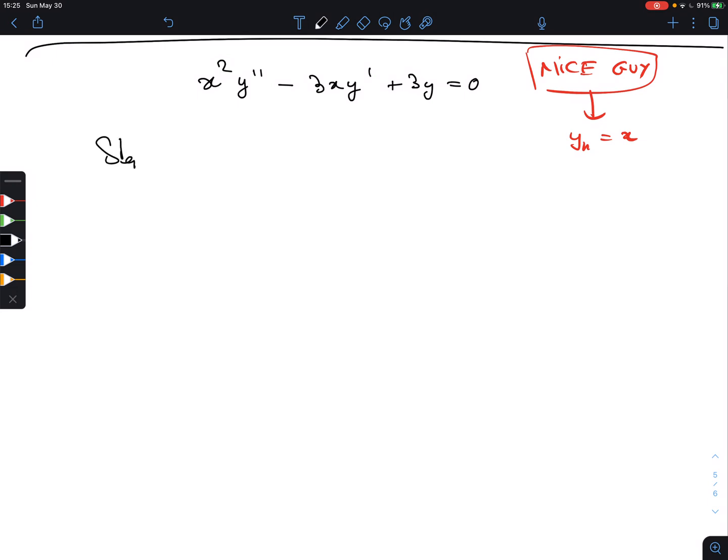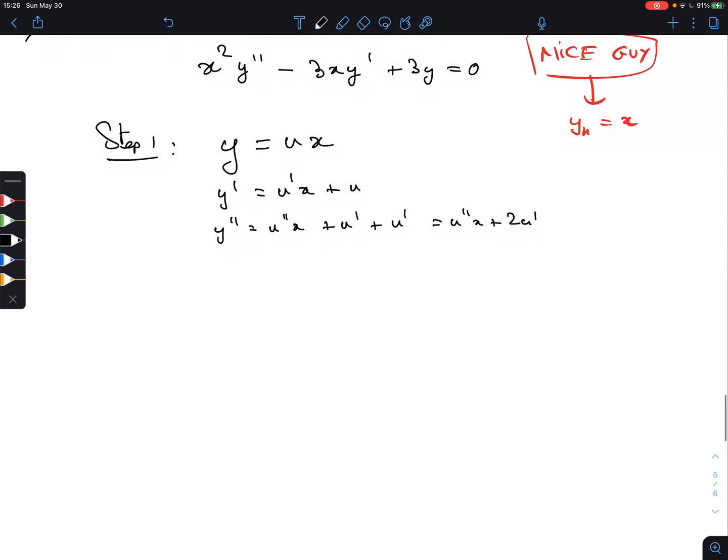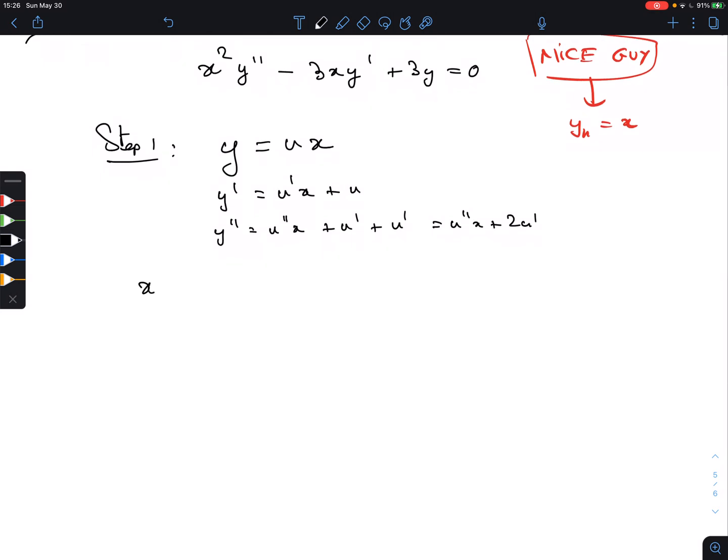Okay, step 1, we vary the parameters again. We do u times that homogeneous one, x. So y prime is u prime x plus u, and y double prime is u double prime x plus u prime plus u prime. So this is u double prime x plus 2u prime. We did this before already. We can plug everything in. That is x squared times u double prime x plus 2u prime, minus 3x times u prime x plus u, plus 3 times u, and that is equal to 0.